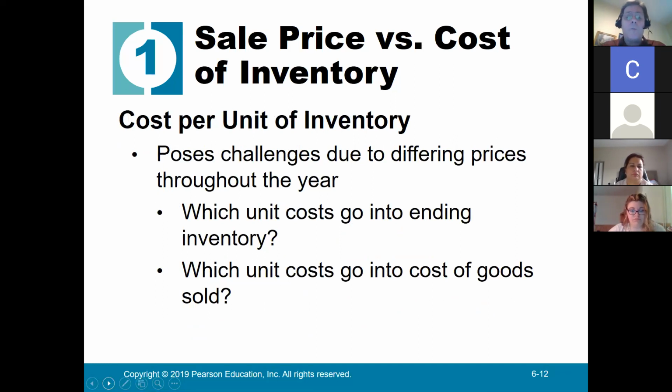All right, so here's the challenge that we mentioned earlier, the cost per unit of inventory. Which unit costs go into ending inventory? What unit costs go into cost of goods sold? This is not an issue if your costs are consistently the same. If you are always buying the stuff on your shelves for $5 a unit, then it really doesn't matter which units you sold. How to calculate cost of goods sold is really easy. You know that's $5. It's been $5 all year long, and it stays consistent.